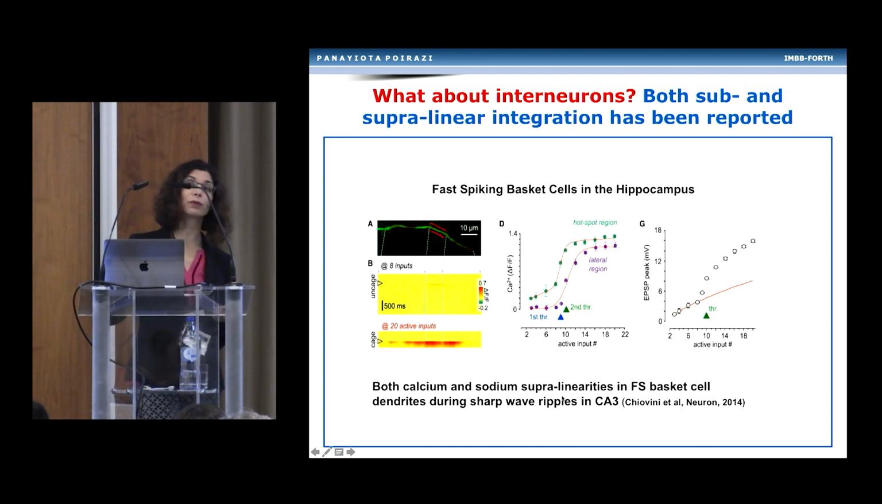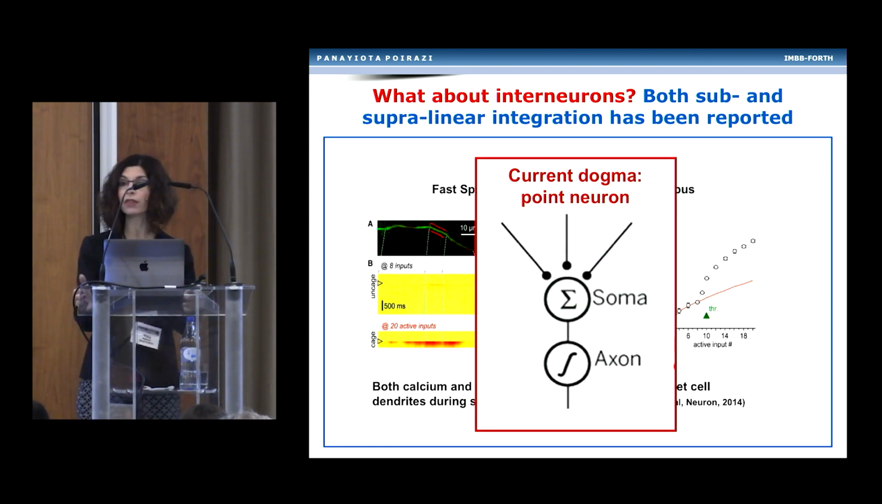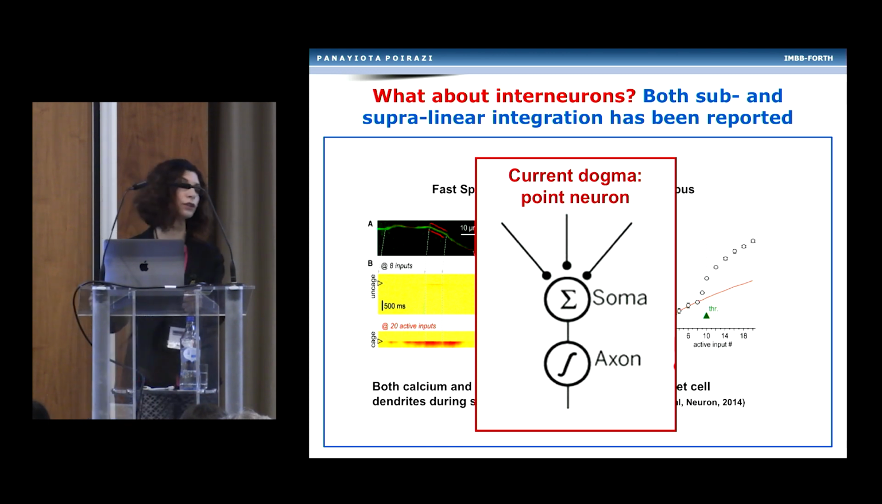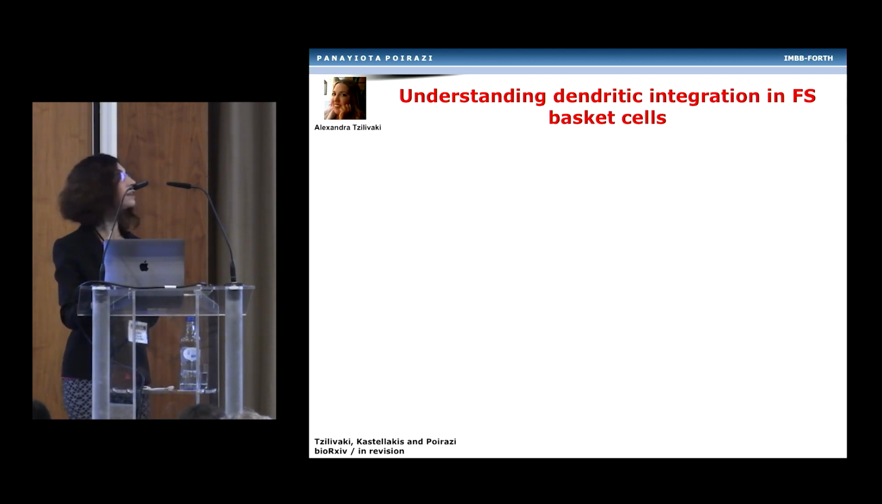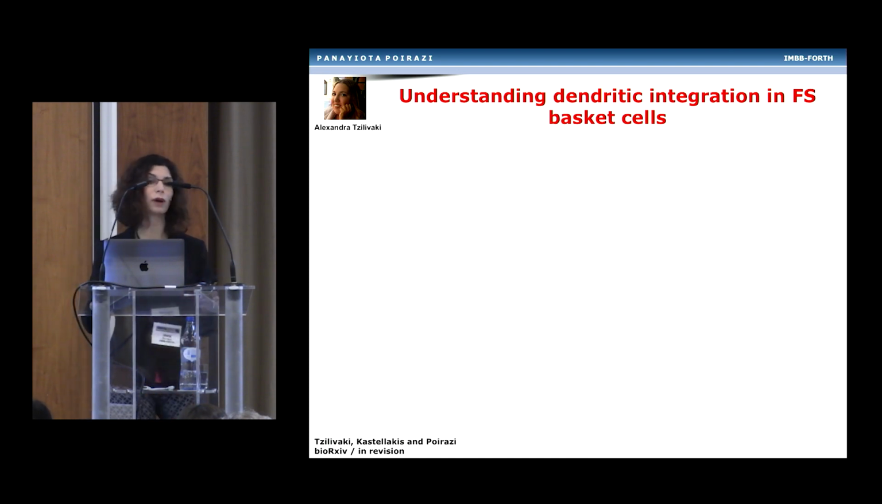So in light of the information that interneurons also have dendrites that can compute in nonlinear ways, one would wonder whether the point neuron dogma is still a valid one. Is it still true that an interneuron is just summing its input and producing an output according to a linear point neuron? So to answer this question, a talented master student in the lab, Alexandra Zilivagi, wanted to follow my steps in doing a similar approach. I told her no, but she insisted.